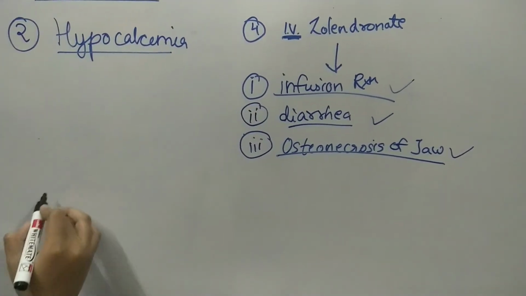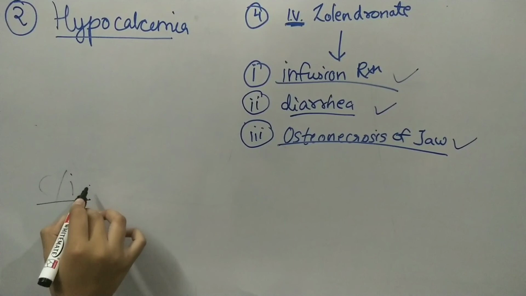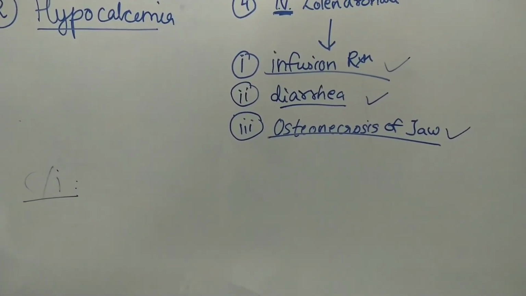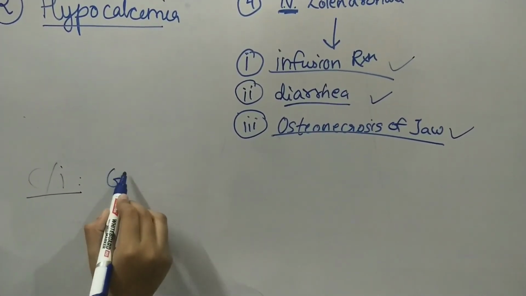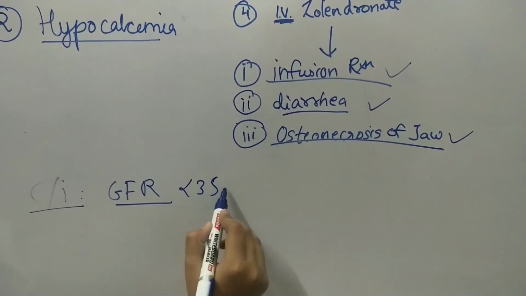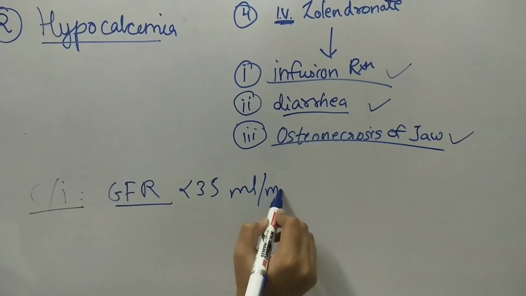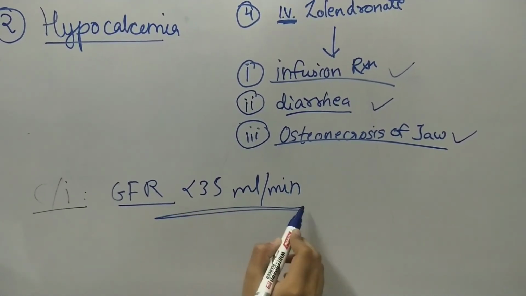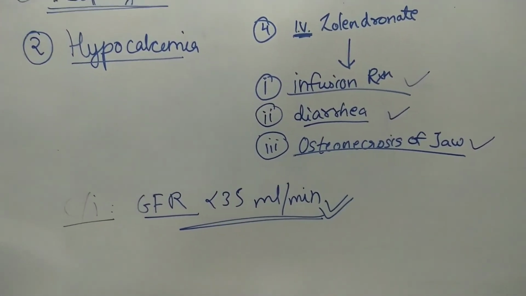Last one, we will discuss the contraindications of the bisphosphonates. In people whose GFR is less than 35 ml per minute, bisphosphonates are contraindicated. This should be remembered.